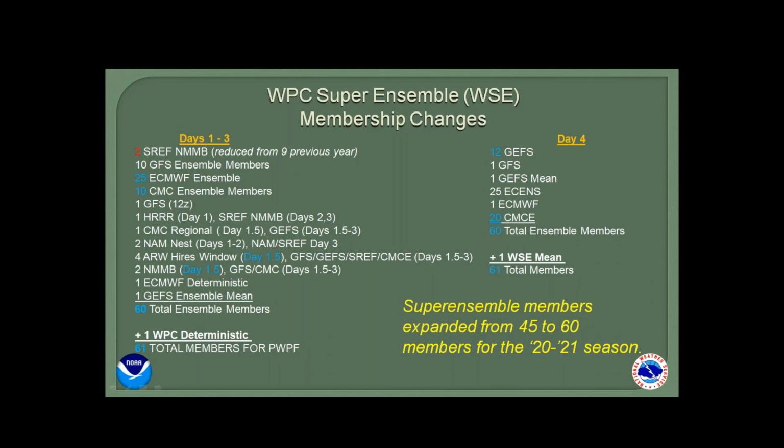Changes to the ensemble for this year is they've upgraded the number of members from 45 to 60 starting this winter season. Pretty much they added a bunch of European and Canadian ensemble members to their super ensemble, and they've decreased the number of SREF. They've also added a separate day 4 membership, mostly just the global models and ensembles, so that they can extend the WSO out to day 4. So these are the what's new for 2020 to 2021.